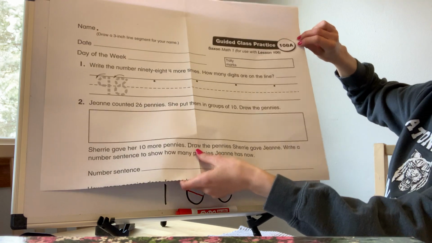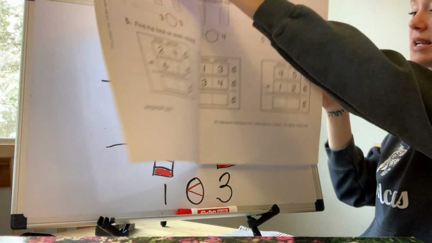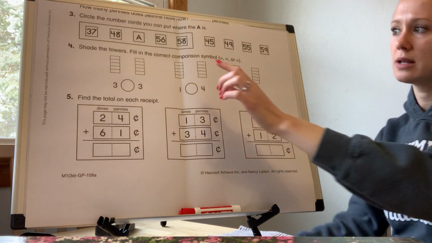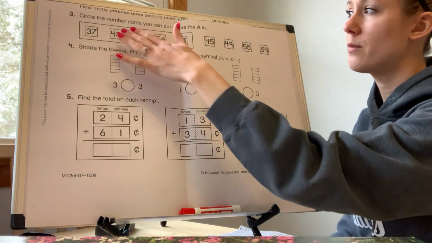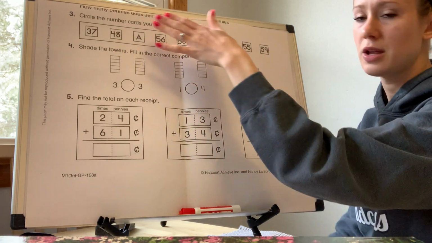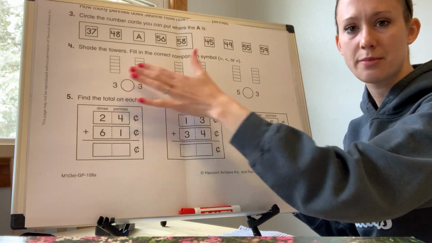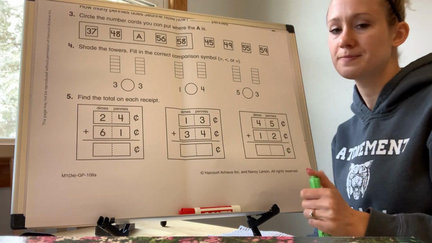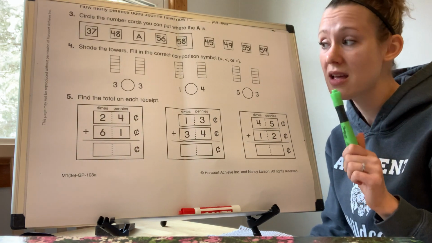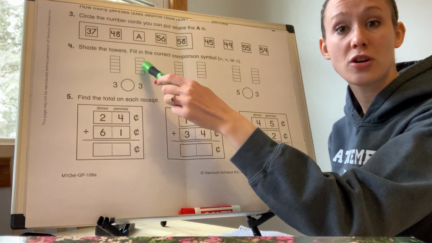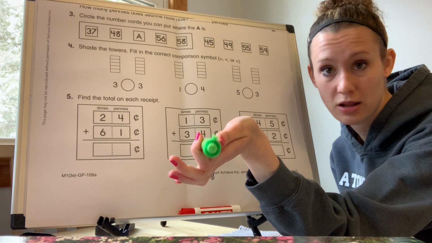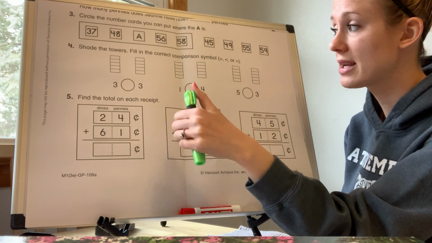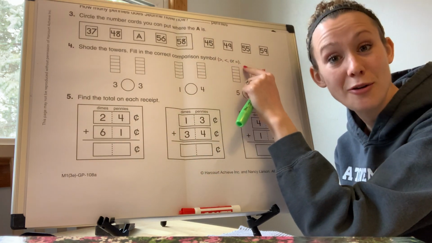So here's your lesson, 108. I want you to go down to number 4. All right, I'm not going to do 3 or 5 with you. Your parents can help you with those, but what I do want to do is number 4 because that's just what we practiced. So I'm going to use this marker so you can see. I want you to use your pencil. You can use a crayon or a colored pencil for coloring, or you can use your regular pencil. It's fine. It says shade the towers. Fill in the correct symbol, greater than, less than, or equals.